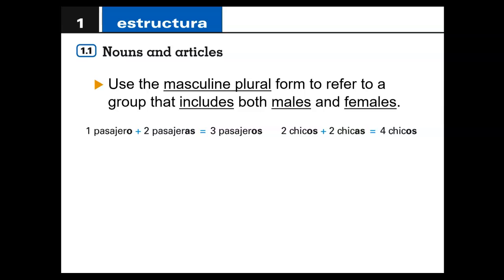So when you're speaking, you're always going to use the masculine form. But we know that when you're talking to us, you're talking about both male and female, because that's just common whenever you're having a conversation with someone. So, masculine form when there's both males and females in a group.